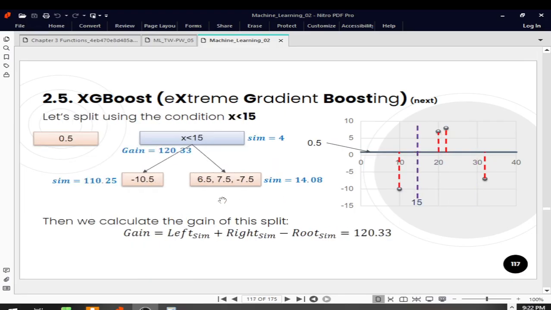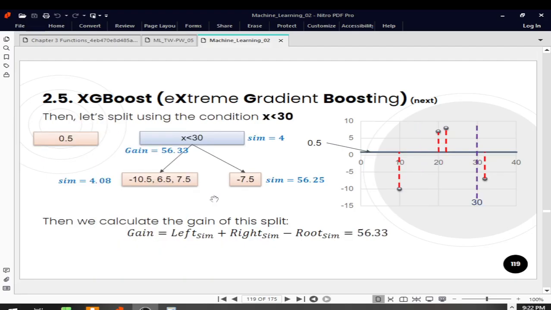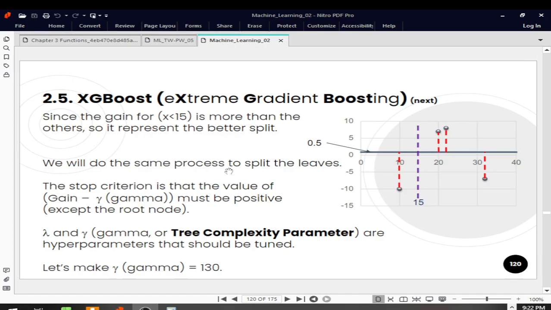Let's come to where we stop. We will do the same process to split the leaves. The stop criterion is where we will stop splitting, because over-splitting will lead to complexity of the tree and some misbehavior or overfitting. So we introduced a parameter called gamma. This gamma is called the tree complexity parameter.